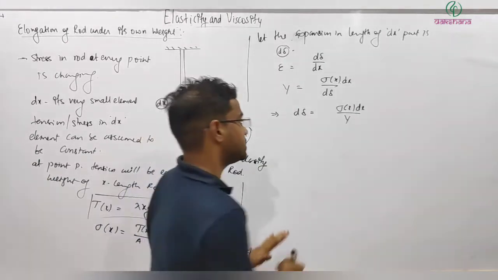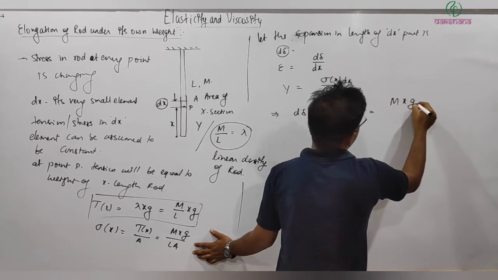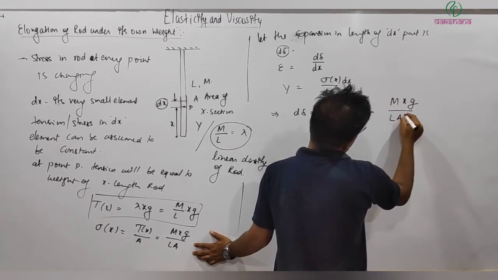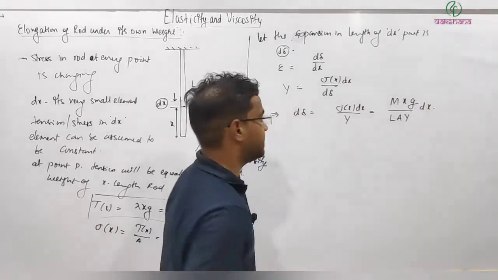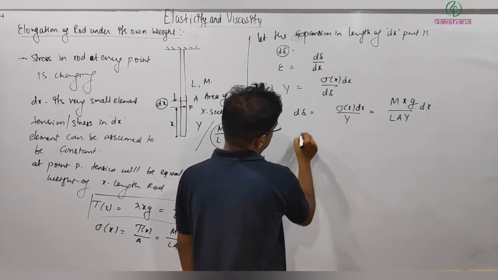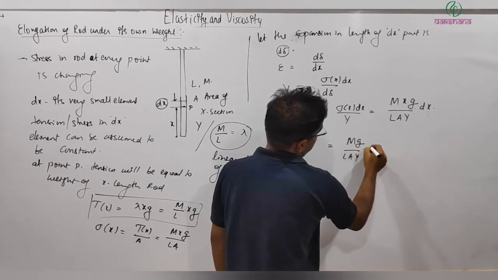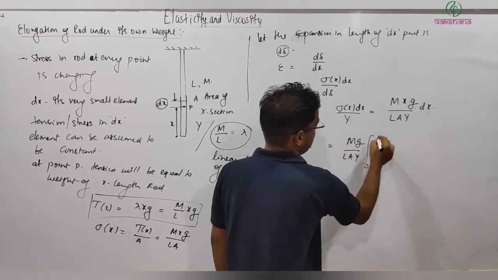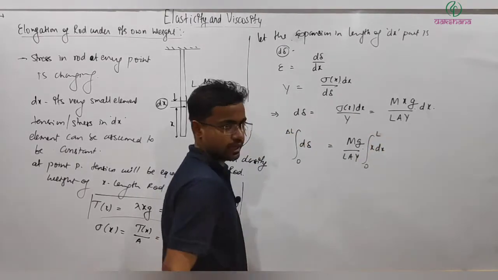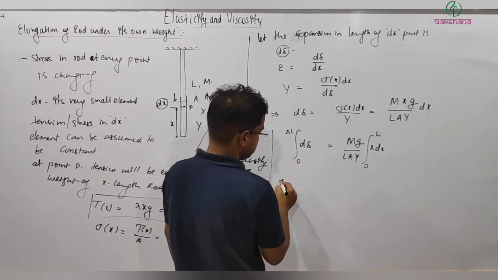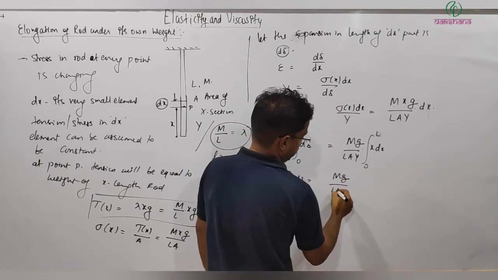Let me substitute the values. Substituting these values, we get m x g divided by L A Y into dx, right? So finally we are getting this expression for extension. So d delta, let me write, integrate it now: m g by L A Y taken constant out, dx, integration from 0 to total length, 0 to total change in length, and the integration is simple. So we are getting delta L is equal to m g divided by L A Y.